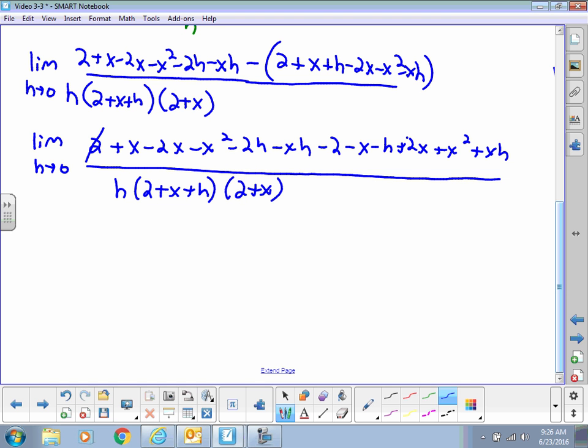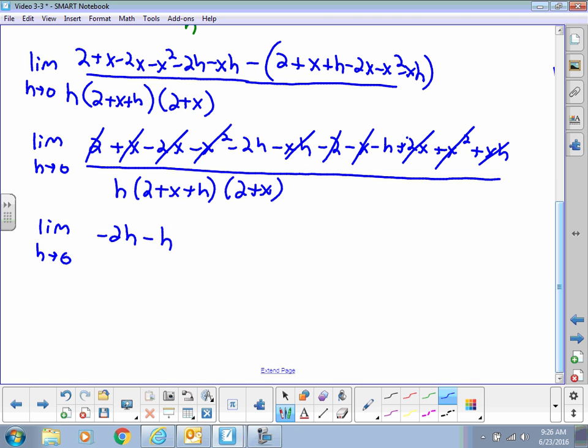We've got a positive 2, we've got a negative 2. We've got a positive x, we've got a negative x. We've got a negative 2x, we've got a positive 2x. We've got a negative x squared, we've got a positive x squared. We've got a negative xh, we've got a positive xh. So that's just going to leave us with the limit as h approaches 0 of negative 2h.